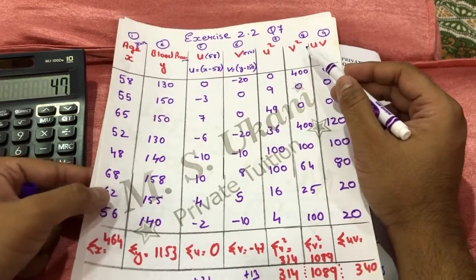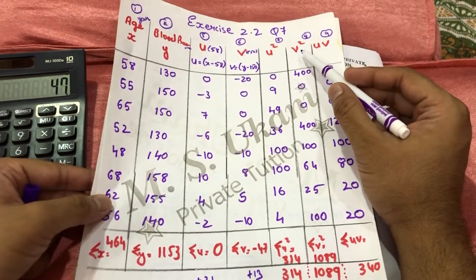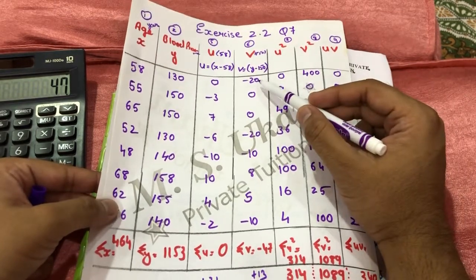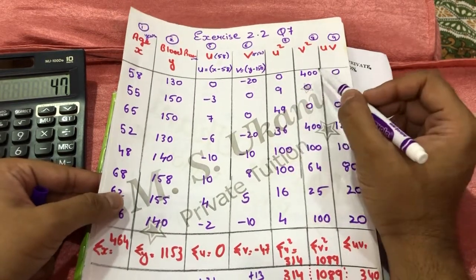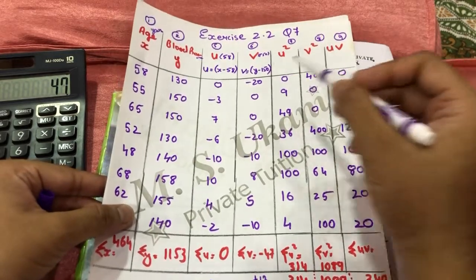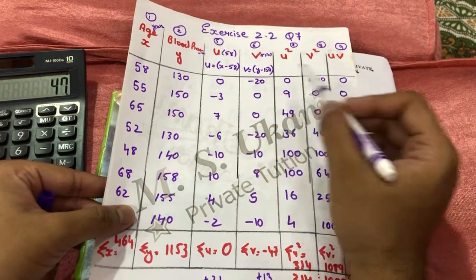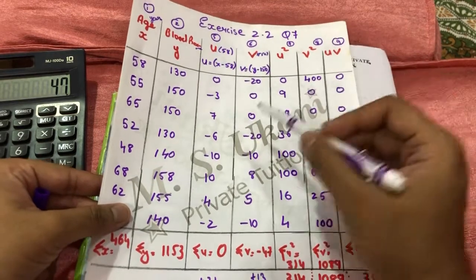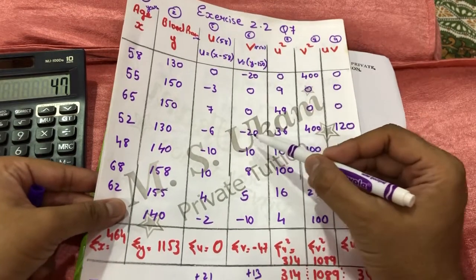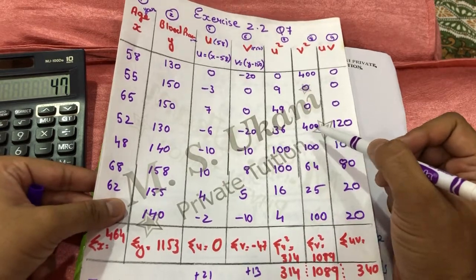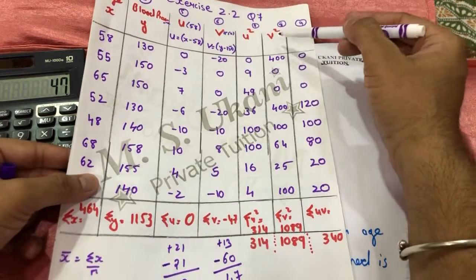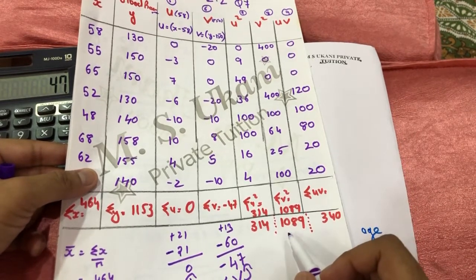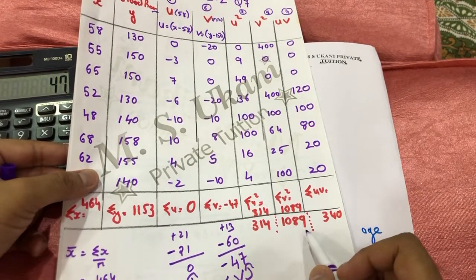Now after that column we will prepare v square column. So v square you will get from v column. So minus 20 square will be 400. Again the negative number square will always come in positive. 0 square will be 0. Again 0 square will be 0. Minus 20 square will be 400. So in this way we had made v square column, and our answer after calculating is 1089.